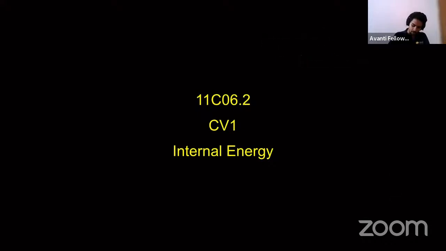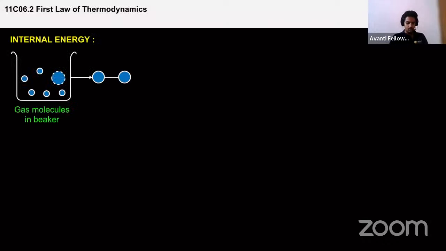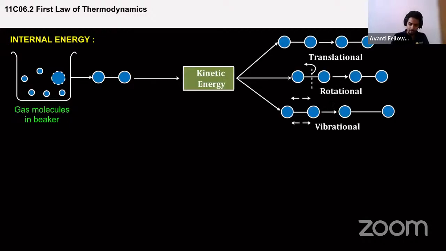Yesterday we have seen delta U is equal to, what? Integration of CV dT. We have seen this, right? First thing, what is internal energy? Whenever gas molecules in a beaker are colliding with the walls of the container, there will be a certain type of energy. Or let's say they are rotating, there will be a certain type of energy, or they are vibrating, that will have a certain type of energy. It also has potential energy, right? All this we will be seeing.